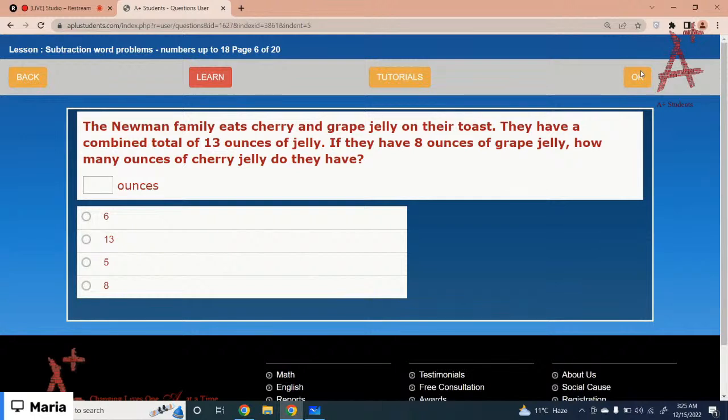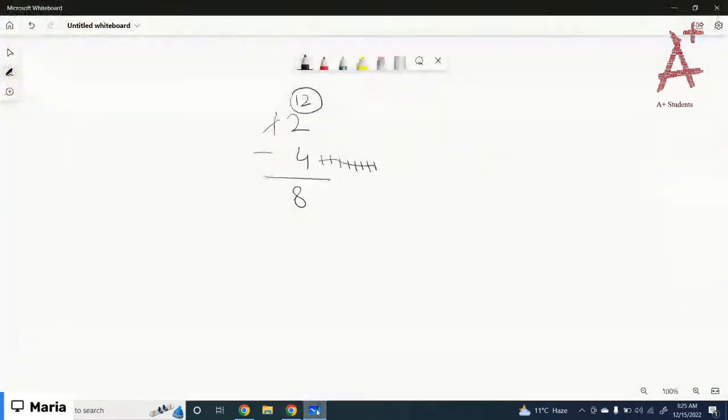Out of the 13, 8 ounces of the jelly is grape jelly. You have to calculate how many ounces of cherry jelly they have. Got it? So you need to do 13 take away 8. So 13 take away 8 equals, start counting from 8, the next number after 8, until you reach 13. Got it? So it would be 13 take away 8.